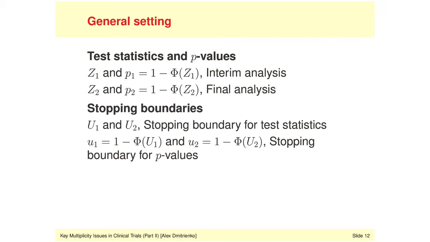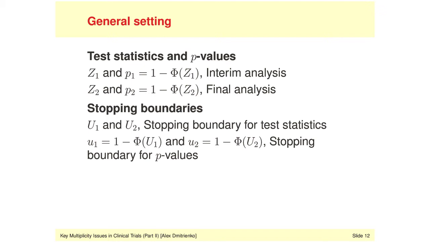For either test statistics or treatment effect p-values, we can compute appropriately adjusted stopping boundaries. The adjusted critical values for the test statistics will be denoted by U1 or U2. Here I'm using uppercase U. And a similar, mathematically equivalent, stopping boundary can be computed on the p-value scale. In this case, we're going to use lowercase u. Lowercase u1 will denote the adjusted significance level at the interim analysis, and lowercase u2 will denote the adjusted significance level to be applied at the final analysis.